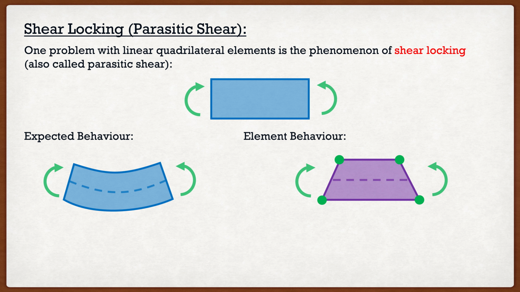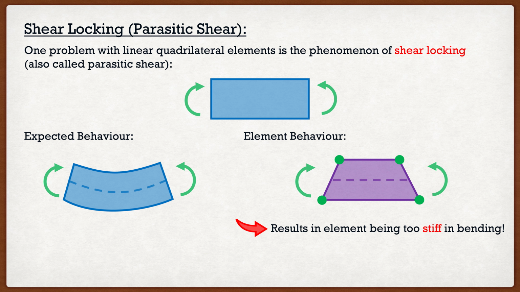Now, what this typically results in is our elements actually being too stiff. So if I were to take a beam in the lab, subject it to some bending, and get my results, and then compare it to the finite element method, well, the results in the finite element method are typically going to be stiffer, and the reason why is this shear locking or parasitic shear behavior.